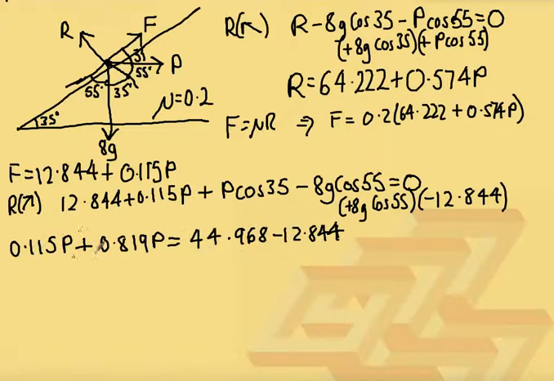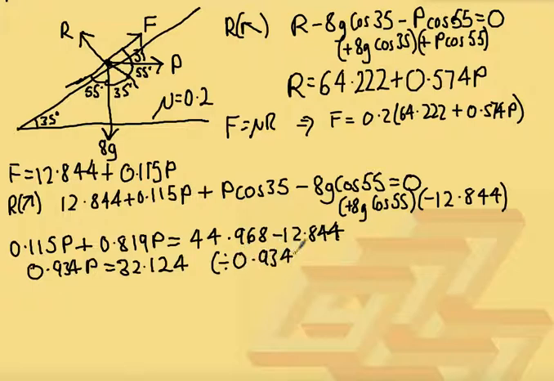Okay, so that's just a rearranging. The intermediary step. What I want to do now though is I want to collect the P terms so that on the left hand side I get 0.934p is equal to, and on the right hand side when I find the difference between these two values I get 32.124. And so I just have this final step now, as if I divide by 0.934, we finally get that P is equal to 34.4 newtons. And this is to 1 decimal place.